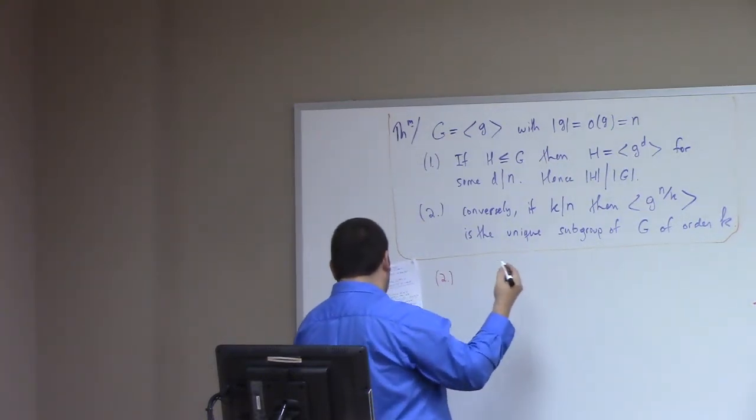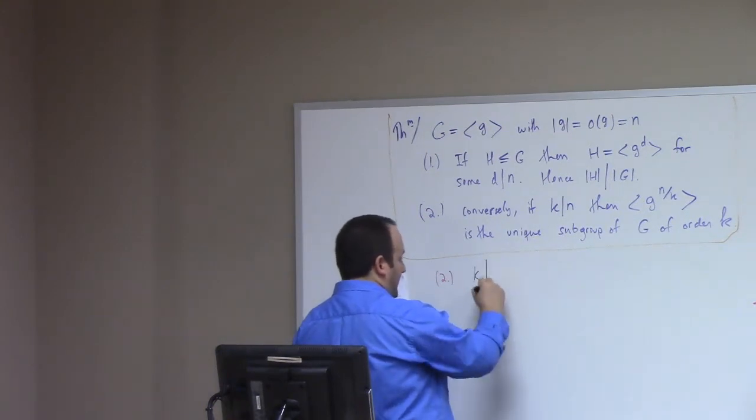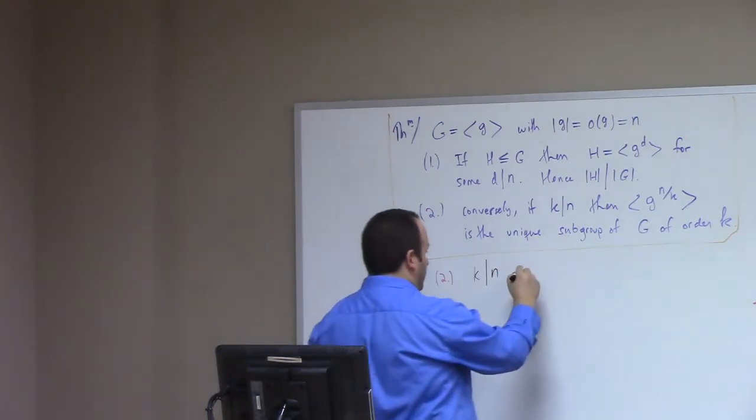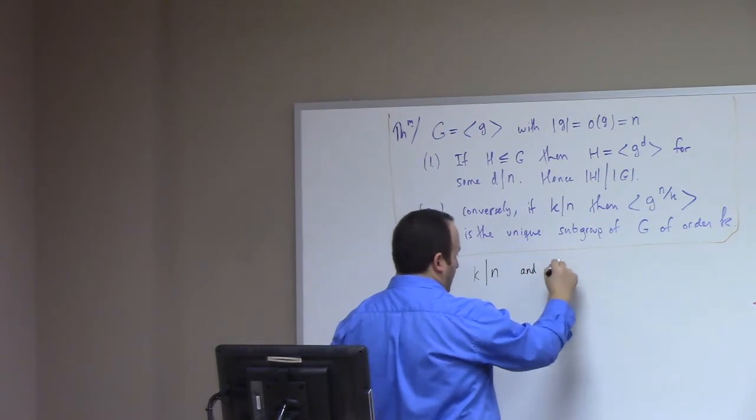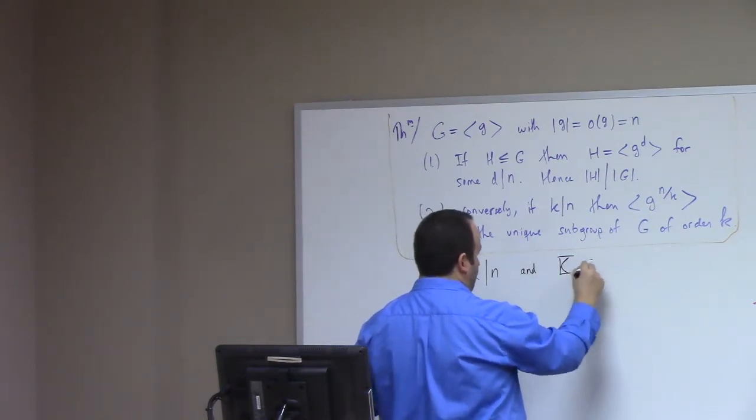So let K be a subgroup of G. Suppose K is a divisor of N, all right? And big K is a subgroup of G.